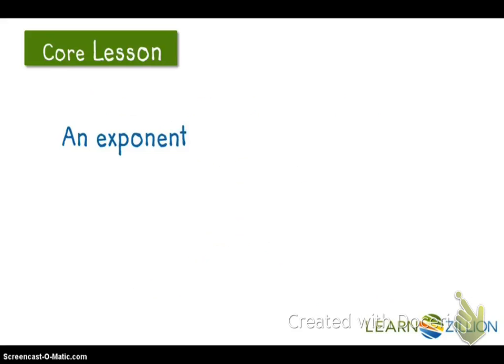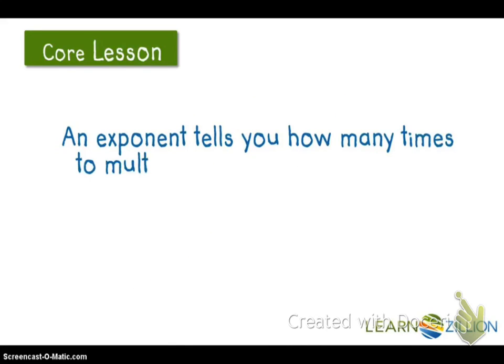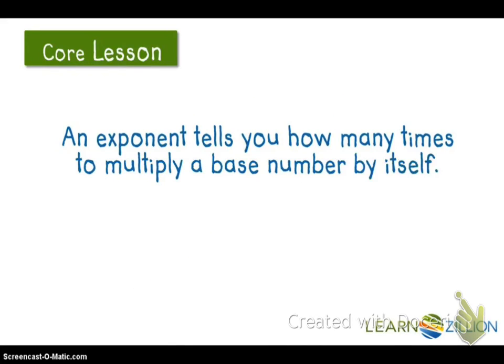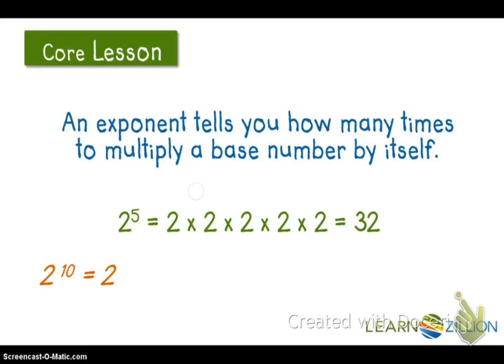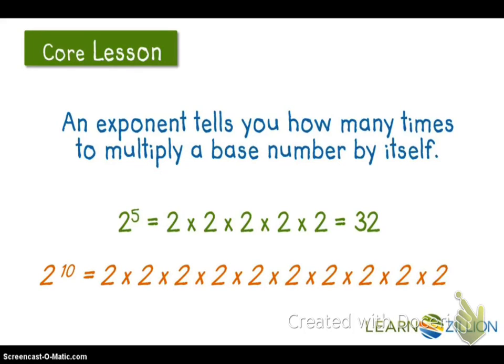An exponent, also called a power, tells you how many times to multiply a base number by itself. So for instance, when the base is 2 and the exponent is 5, we multiply 2 times itself 5 times and get 32. Or if we wanted to find out how many cells there were 10 days later, we could represent this as 2 to the 10th power because it would indicate we are multiplying 2 by itself 10 times.